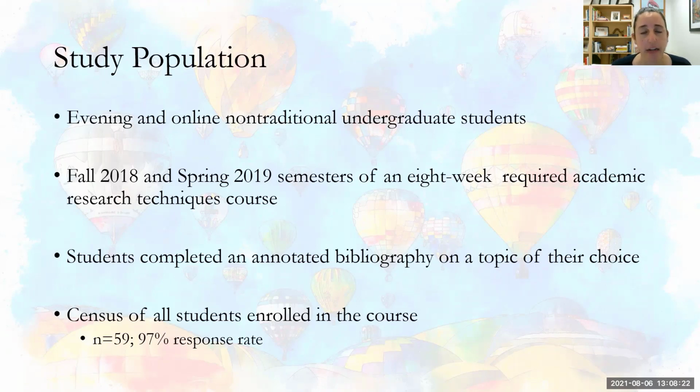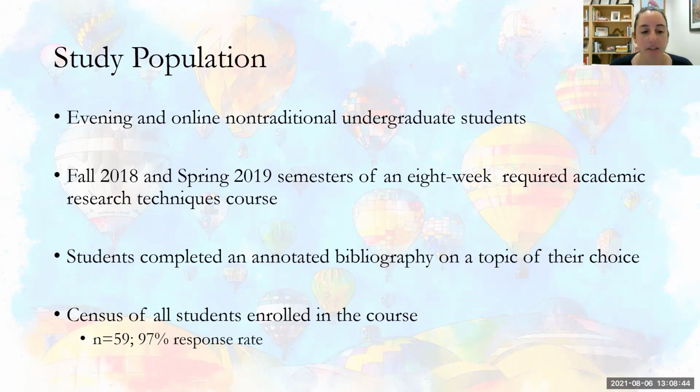I conducted the study during the fall 2018 and spring 2019 semesters of an 8-week required academic research techniques course. That was a full course for them. They had courses in 8-week blocks. And then as the culminating project for their course, they completed an annotated bibliography on a topic of their choice.